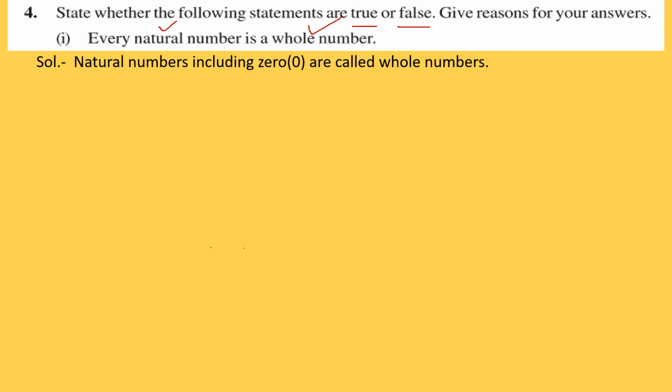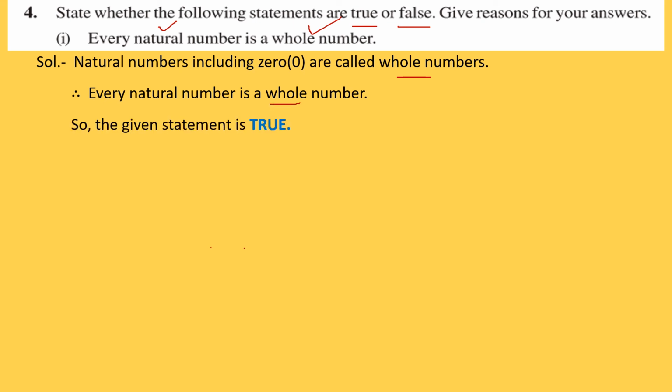So here, natural numbers including 0 are called whole numbers. That means whole number is a bigger term. It involves all the natural numbers and 0 also. That means every natural number is a whole number. That means the given statement is true.